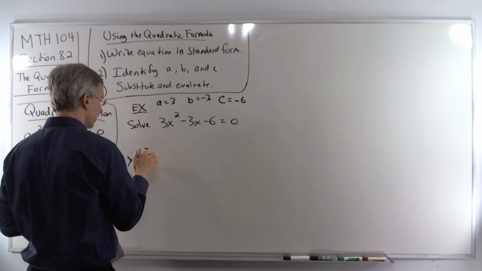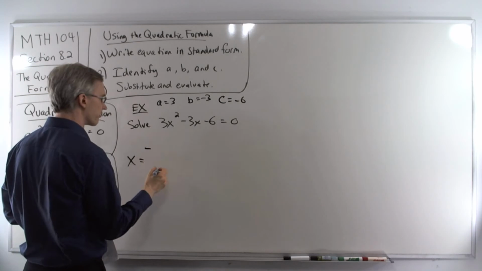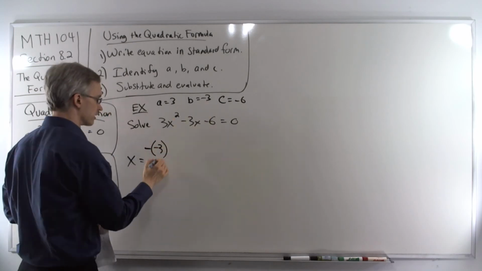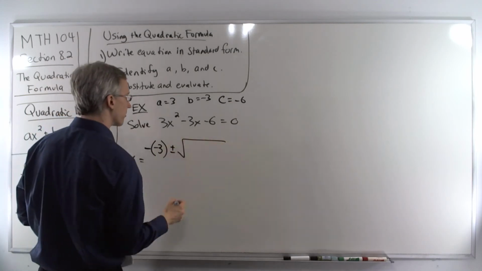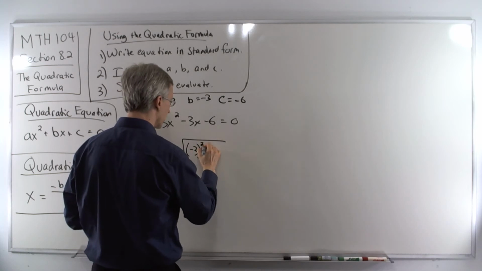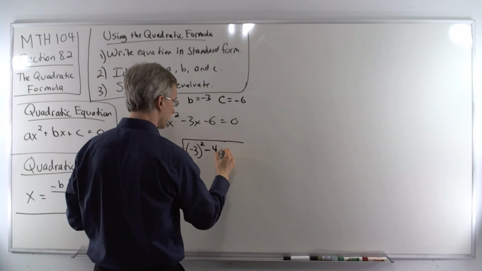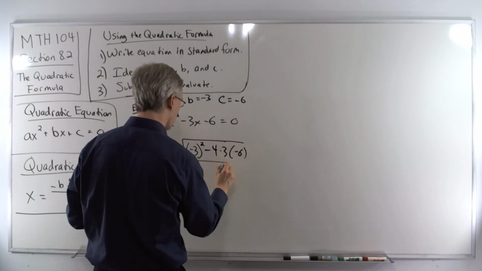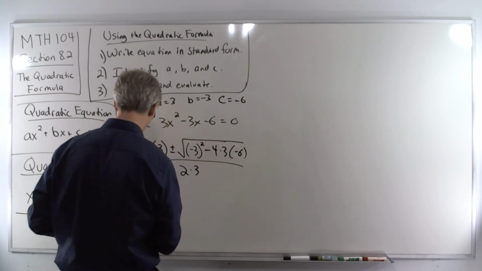And we've got, in the quadratic formula, it's negative b, so it's going to be negative of whatever b is. Here b is negative, so I'm going to put that in parentheses. Plus or minus. Now we got b squared, so that's negative 3 squared. Minus 4 times a, which is 3, times c, which is negative 6, all over 2a, which is 2 times 3.